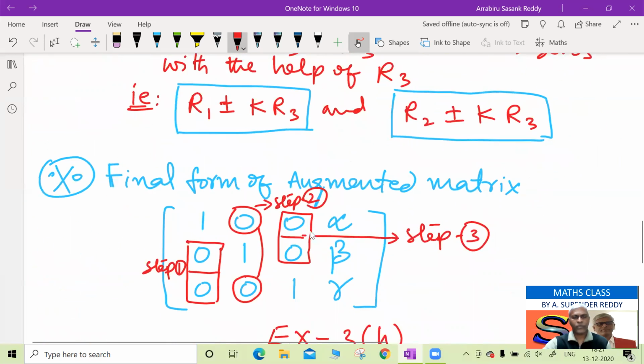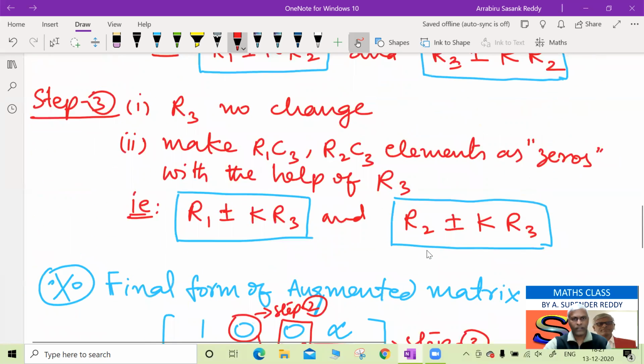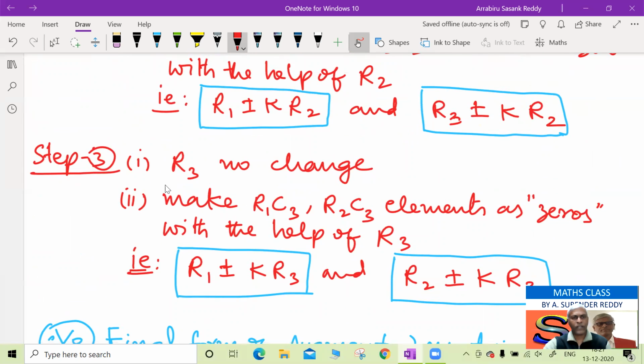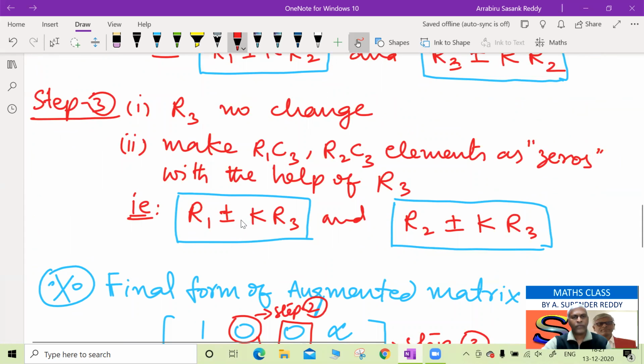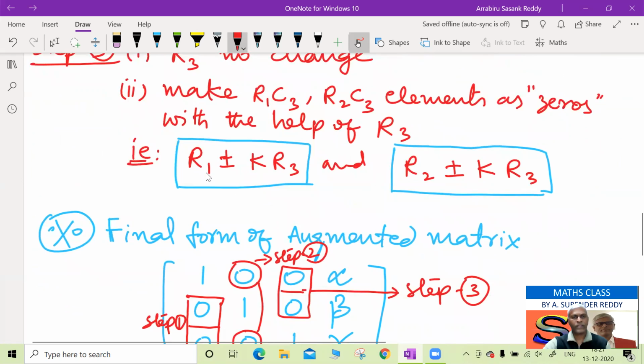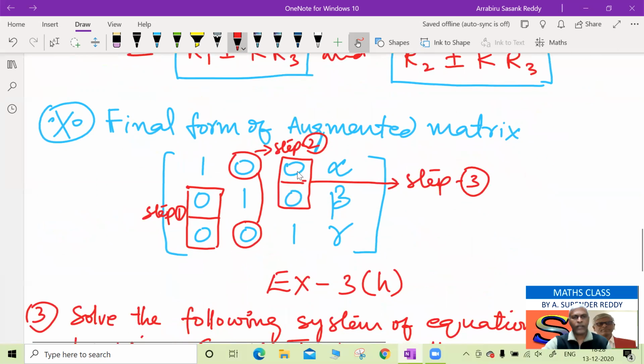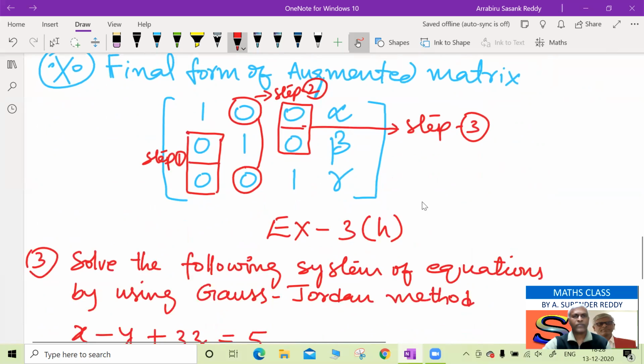In the third step also, we have to make 2 zeros, that is the R1 element and R2 element in the third column. In this third column, the third row is constant, there is no change in the third row. We make use of this third row to convert the 2 elements into zeros. So we prepare a suitable row transformation. We have to change R1 and R2 with the help of R3: R1 plus or minus some number into R3, R2 plus or minus some number into R3, such that the R1 C3 element becomes 0 and the R2 C3 element becomes 0. By using these transformations, we convert these 6 elements into zeros, and then we convert the diagonal elements into 1. Then we get this final form.